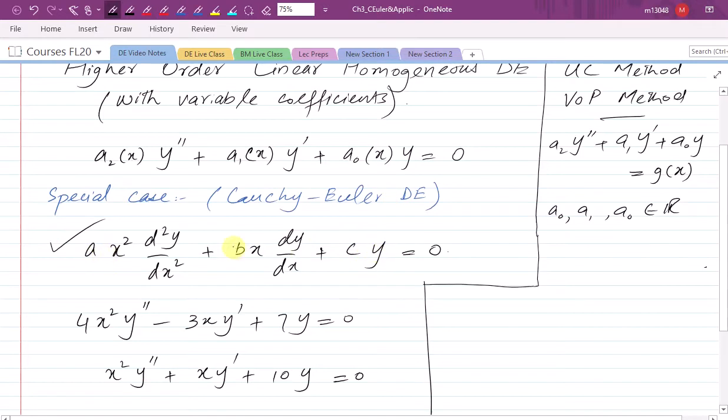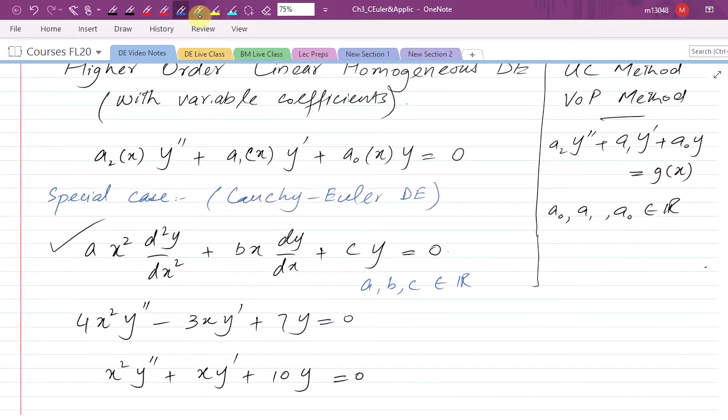We can change only a, b, c once again. A, b, c are real numbers here. What we can choose is a, b, c, which are real numbers, not even powers of x. x square y double prime plus x y prime plus y equals 0, that should be exactly the same. These constants can be different for different equations. That is what we will call Cauchy Euler.